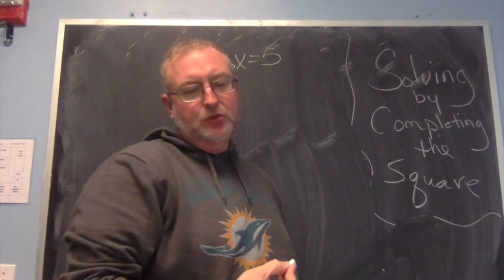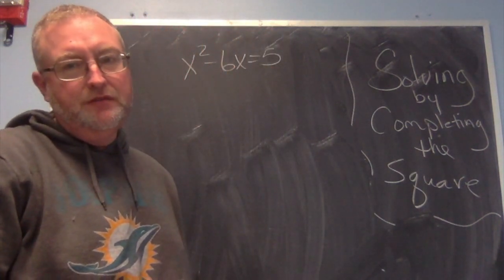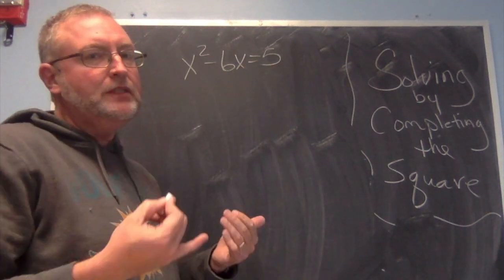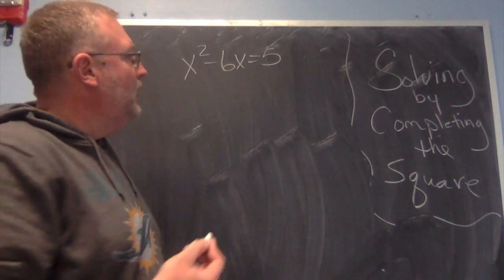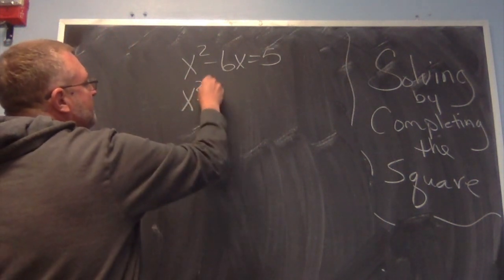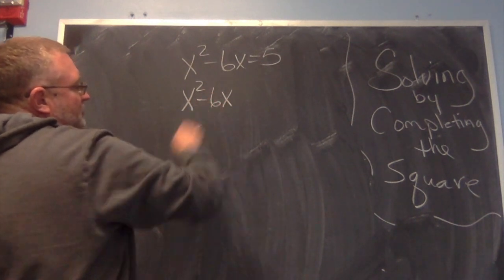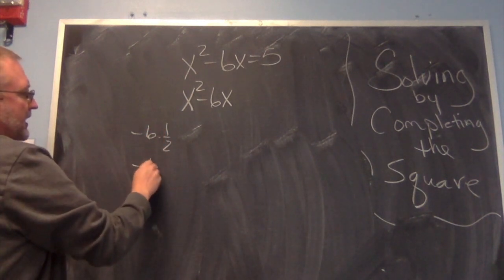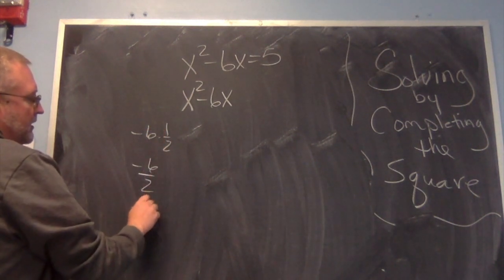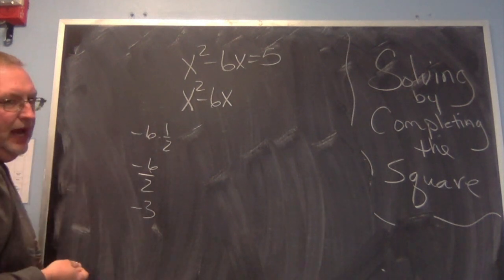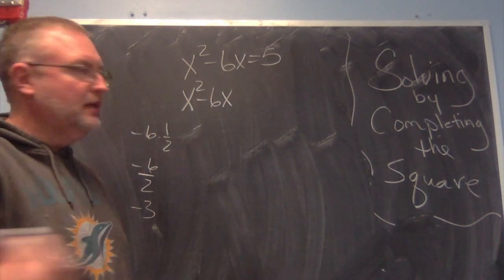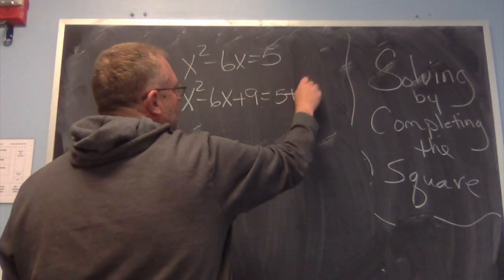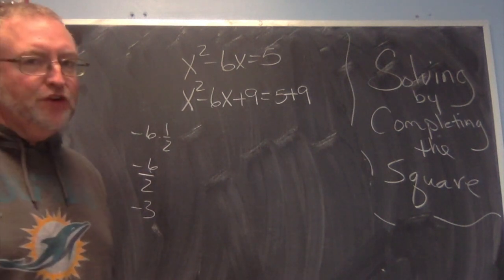So the first one says x squared minus 6x equals 5. It's already in the form I need it. I don't need to move the constant over here. So now I have to complete the square. I complete the square by, again, multiplying that by a half. So negative 6 times 1/2 equals negative 6 over 2, which would be negative 3. And then squaring that, negative 3 times negative 3 is 9, positive 9. But whatever I added there, I have to add over here. That's my first step.